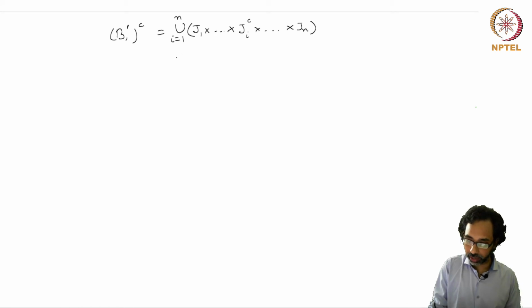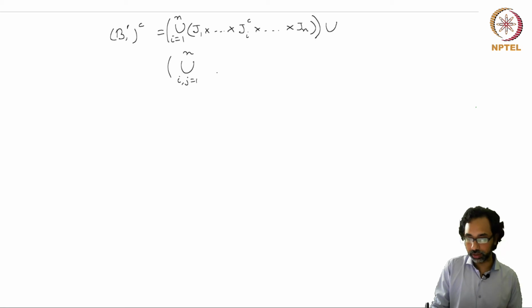Then again we have, so union, so this is one component. Then we have a union over i and j. So now you will have two coordinates with complements, J1 cross, so i not equal to j, J1 cross Ji cross Jj. So now we will put a complement over these two indices and the rest remain the same.